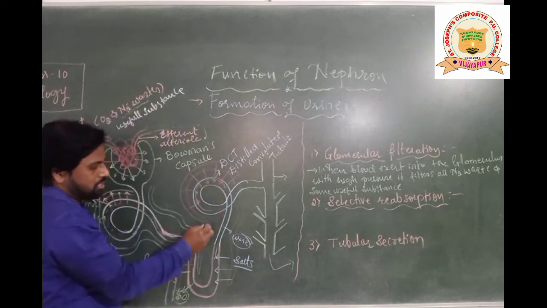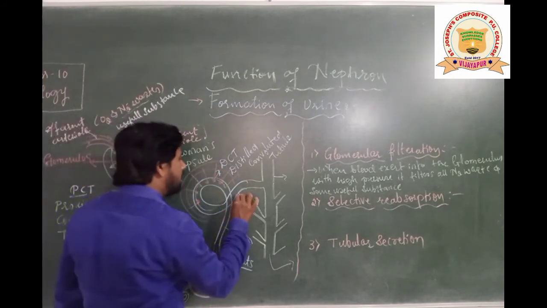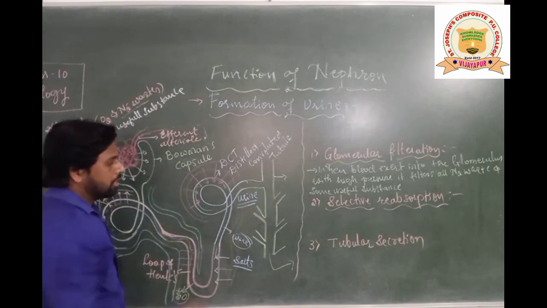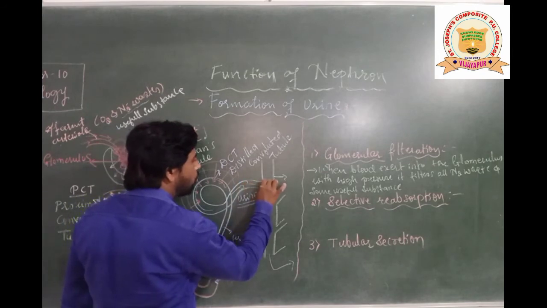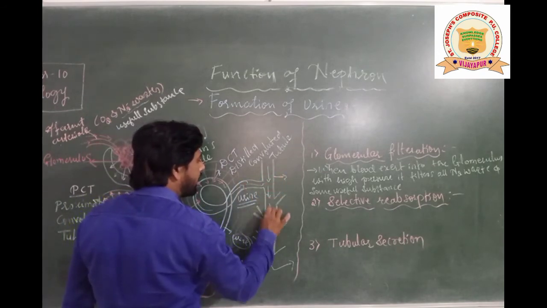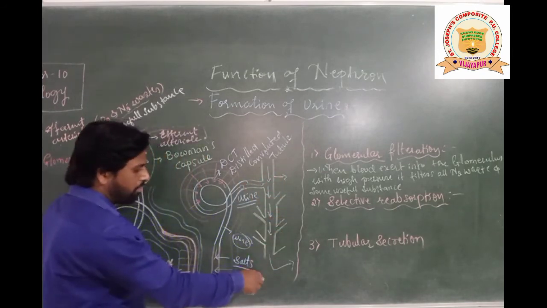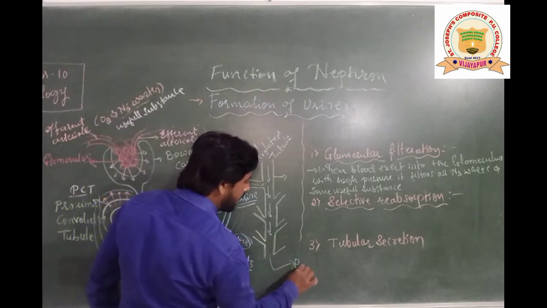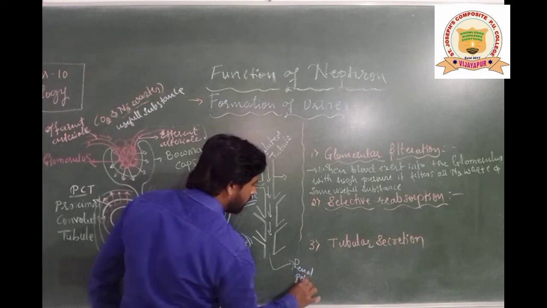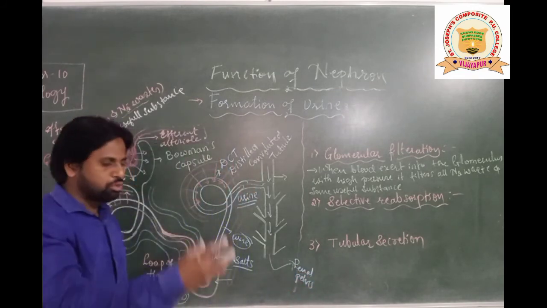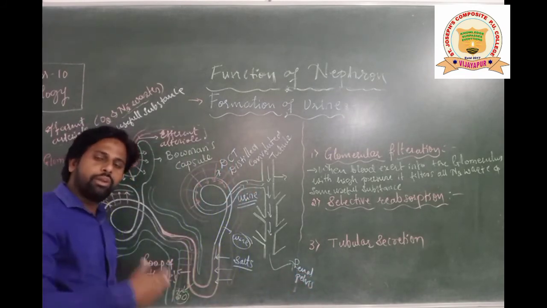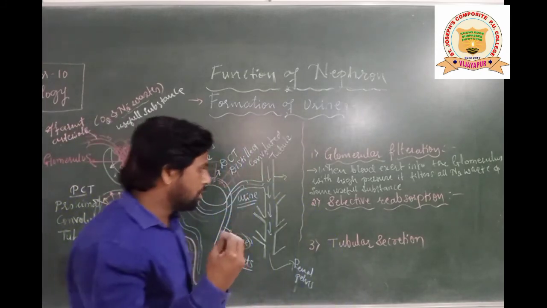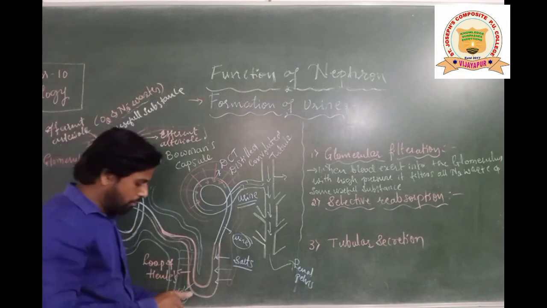Finally, all the substances it has been collecting form urine, students. That urine passes through the collecting duct, and from the collecting duct it passes to the renal pelvis. From the renal pelvis it goes to the ureter, from the ureter to the urinary bladder, and from the urinary bladder through the urethra the urine is released out of the body, students.